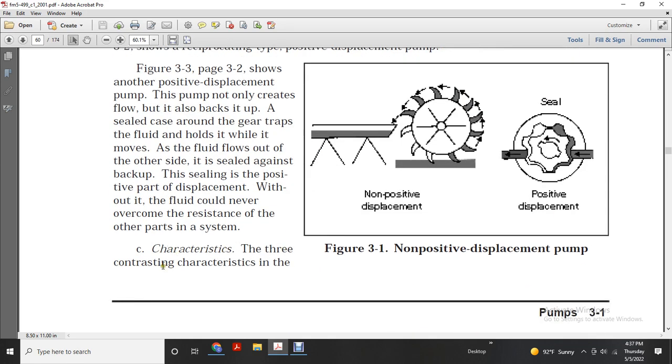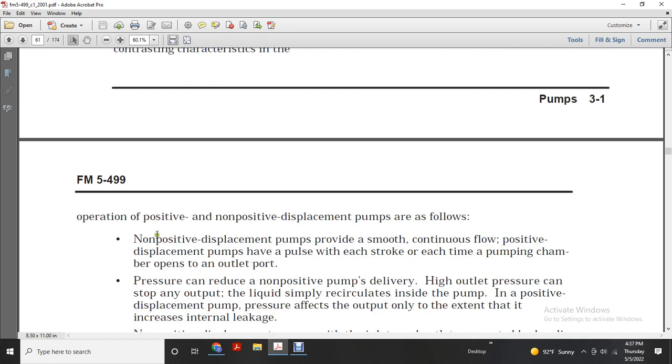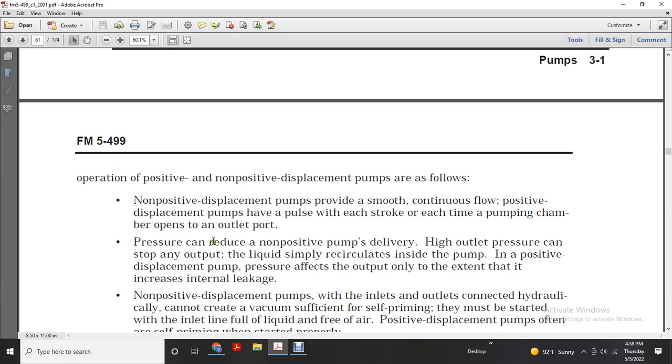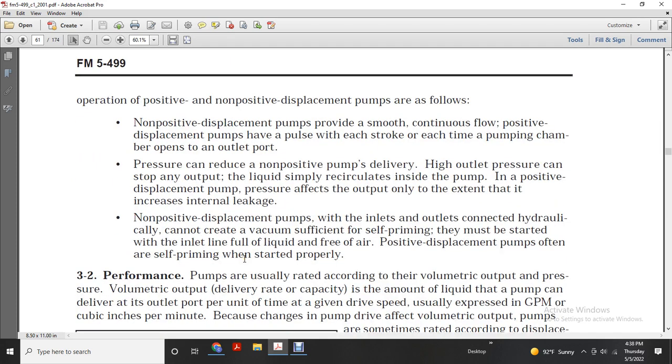Characteristics. There are three contrasting characteristics in the operation of non-positive and positive displacement pumps. Non-positive displacement pumps provide a smooth, continuous flow, while positive displacement pumps have a pulse with each stroke, each time the pumping chamber opens to the outlet port. Pressure can reduce non-positive pump delivery. High outlet pressure can stop any output, and liquid simply recirculates inside the pump. In a positive displacement pump, pressure affects the output only to the extent that it increases internal leakage.